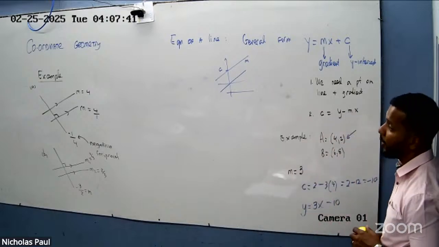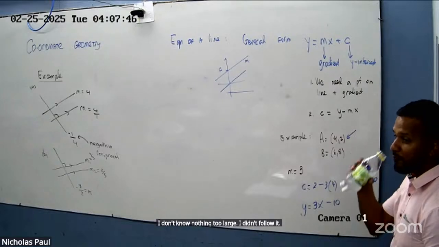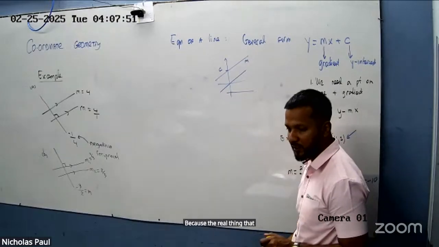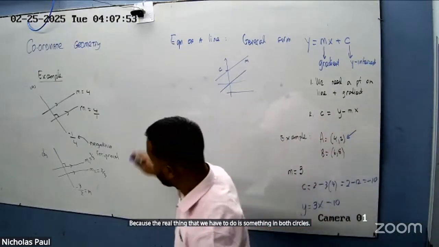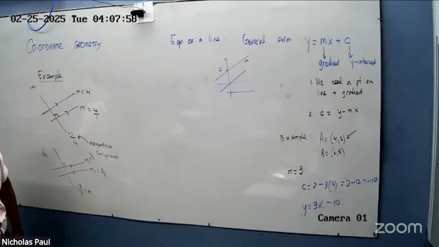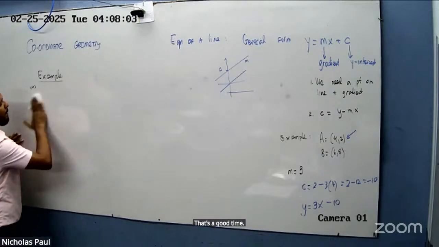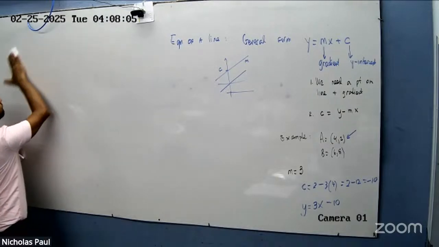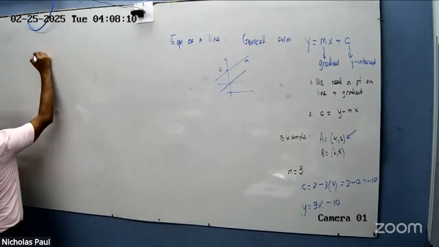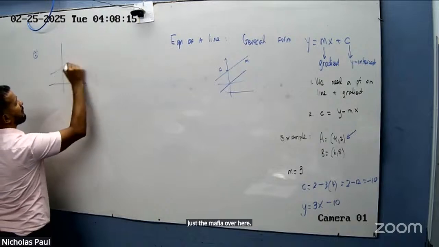I want to do nothing too hard today because I'm going to forget this by following. Never. Because the real thing that we have to do is something called circles. Right? But I'm going over all of this to make sure. Not circle tail, circle geometry. Just do me a favor here. Tell me what's the equation of a line here.